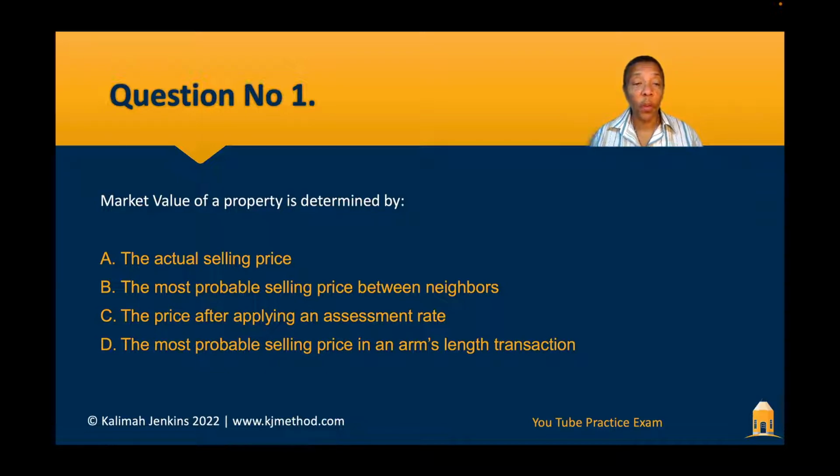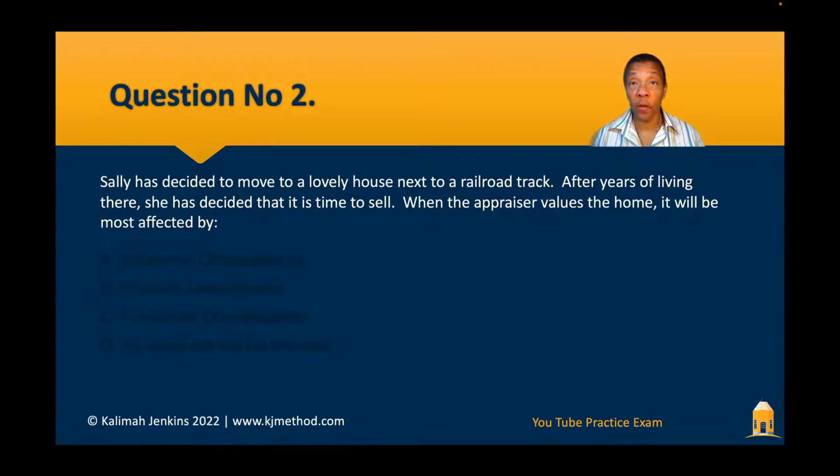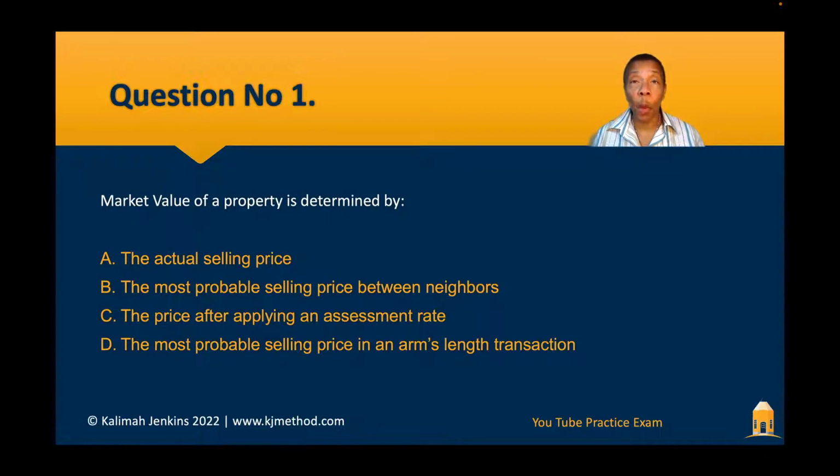Okay, so on this particular one, it would be the most probable selling price in an arm's length transaction. If you recall, market value is the most probable selling price, but you must have an arm's length transaction. There are 4 elements to an arm's length transaction. The payment has to be in cash or the equivalent of cash. There has to be open market exposure for a particular period of time, and the parties have to have typical motivation as well as typical knowledge of the market.